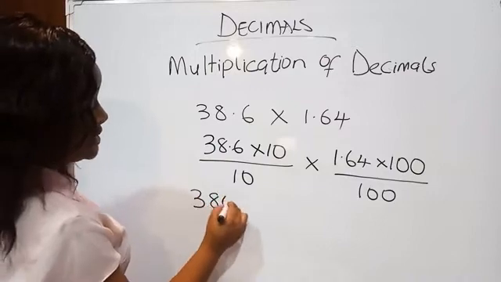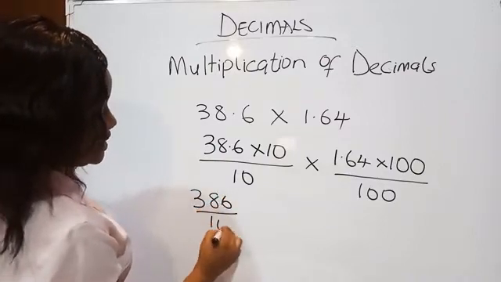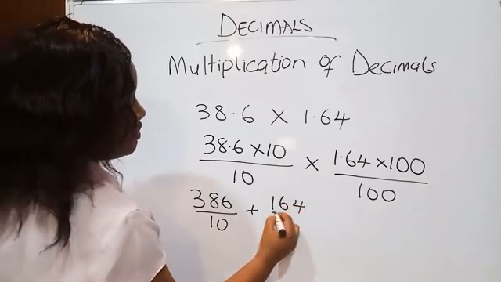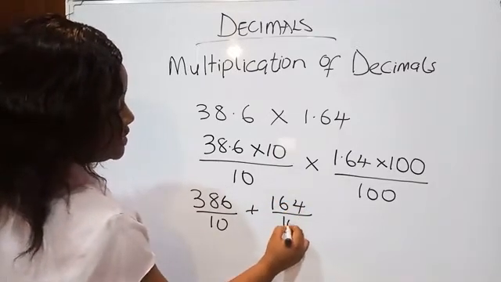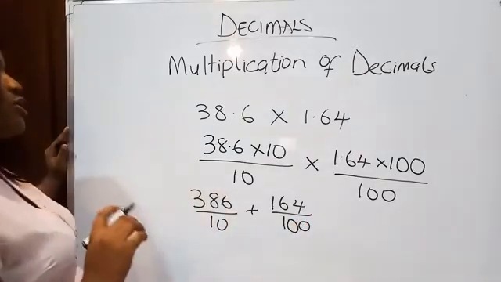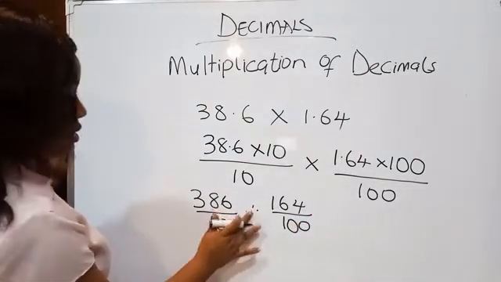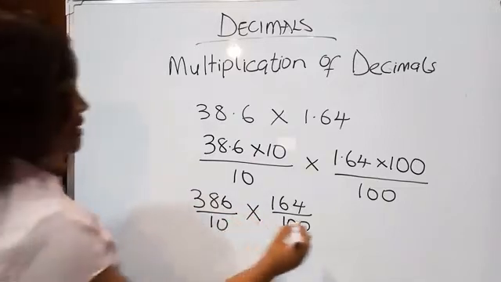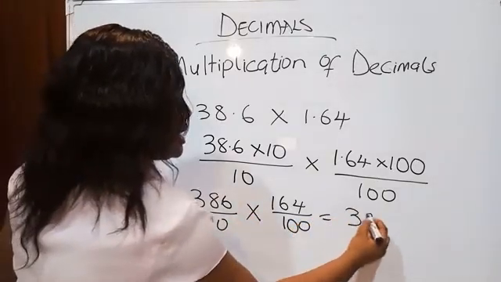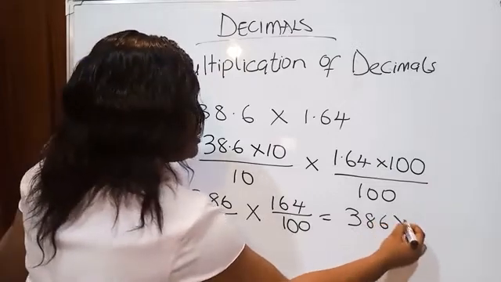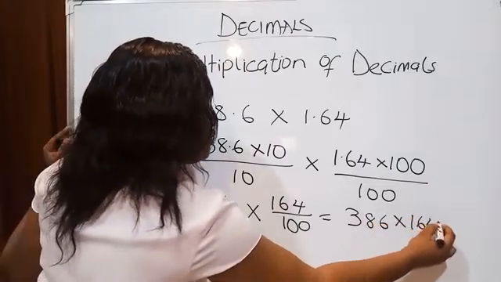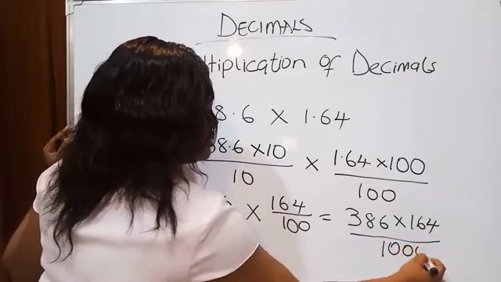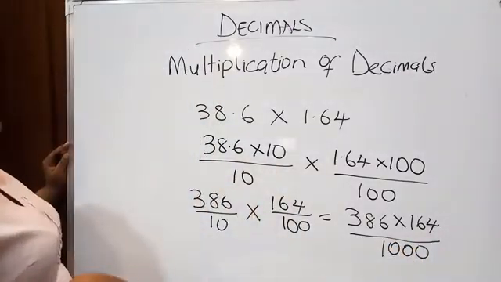Okay, so at the end of the day, we have something like this. We have 386 over 10 times 164 over 100. So what do you do next? Sorry, this is times. So it's the same thing as saying 386 times 164 all over 1000. Okay, 10 times 100 is 1000.